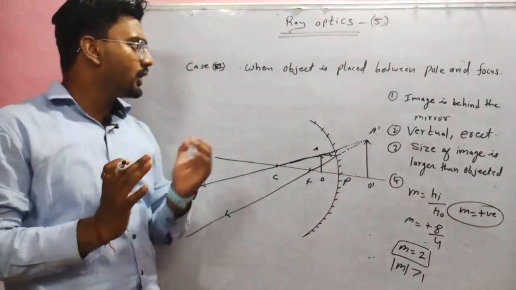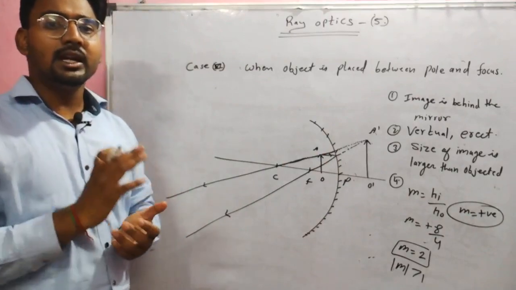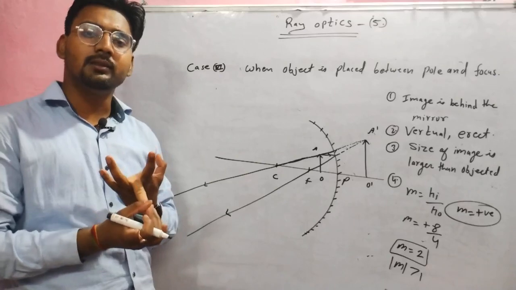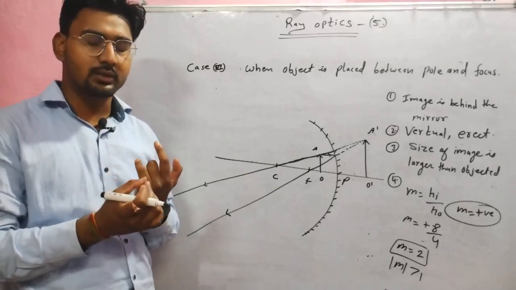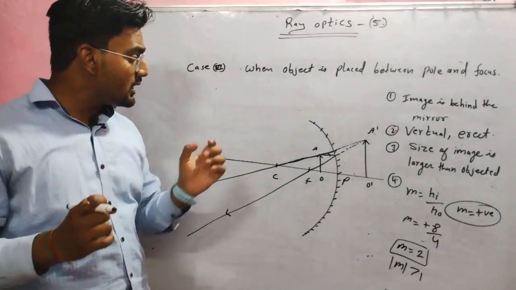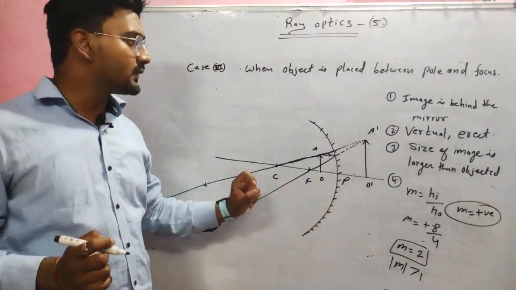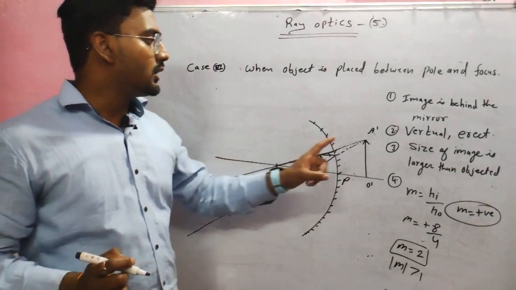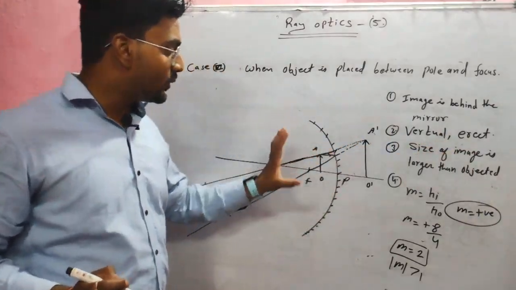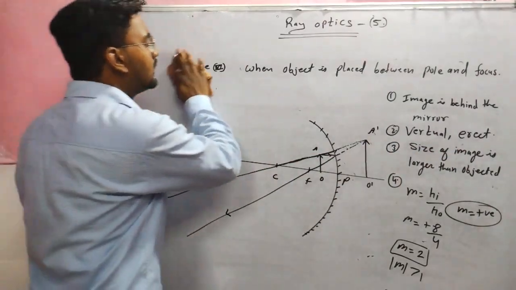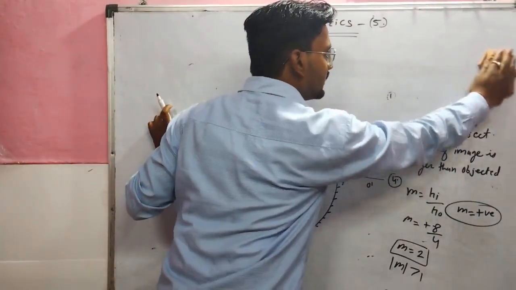So in case of concave mirror, we get each type of image: real inverted small size, real inverted same size, real inverted large size, real inverted very large size. But in the last case, when the object is placed between pole and focus, then we get a virtual and erect image. So that is the only one case where we get virtual image. Okay, so we take a fast revision of all the cases.